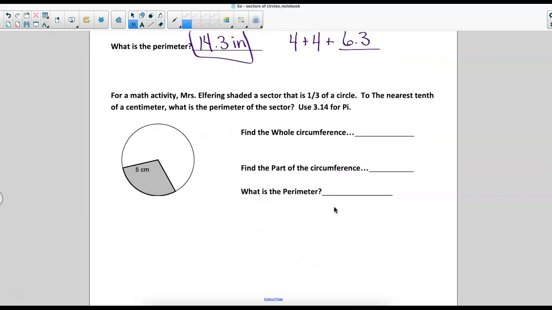So it says, for a math activity, Miss Elfring shaded a sector that is 1/3 of the circle. To the nearest 1/10 of a centimeter, what's the perimeter of the sector? So you find the perimeter of that sector.